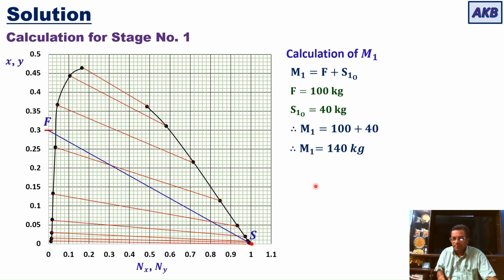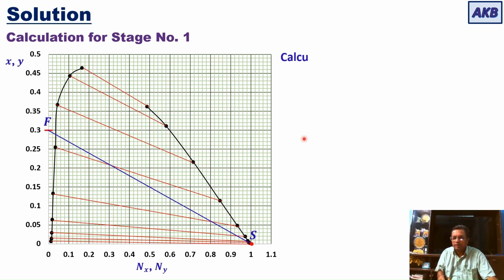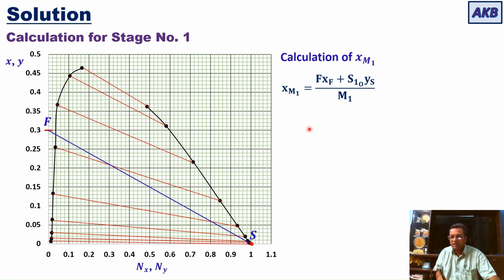Okay. After finding M1, we have to locate point M1, and for that we need to calculate XM1. XM1 is calculated by using this formula. Again, I have discussed it in my previous video. The link is available. Please go and watch it if you have not yet seen that video.